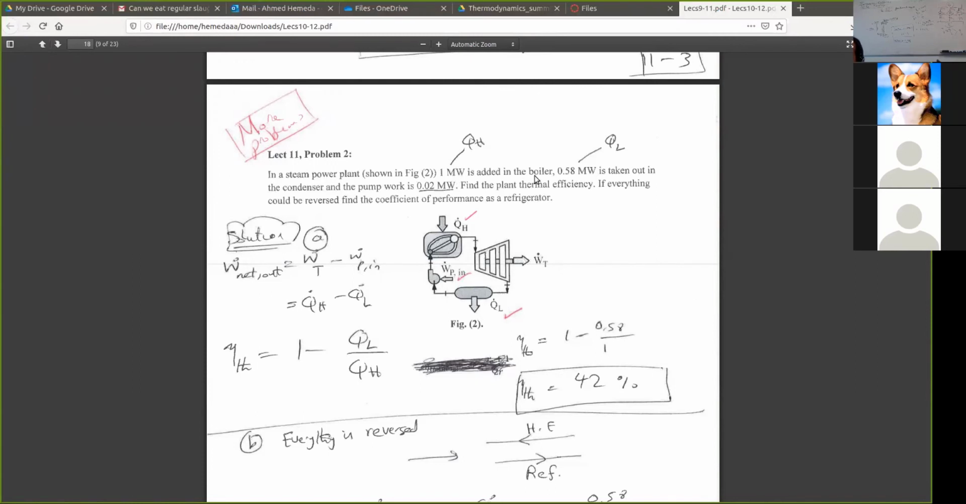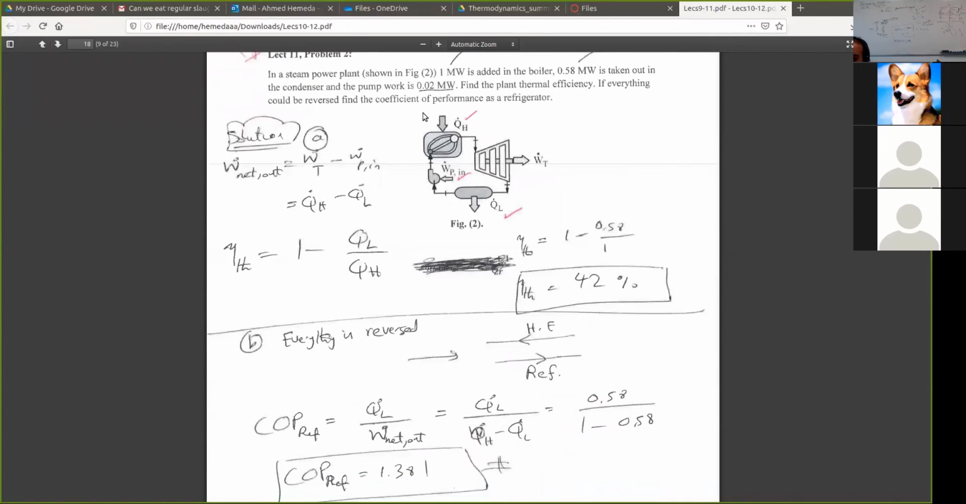This is Q high minus Q low. So the equations are always valid. But when you go deep into the details, you see some work drives this, the rest goes out. So W turbine minus W pump equals W net. Okay? Okay, guys?